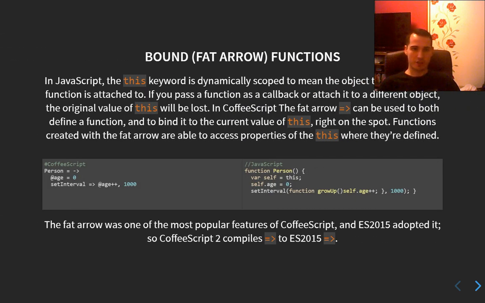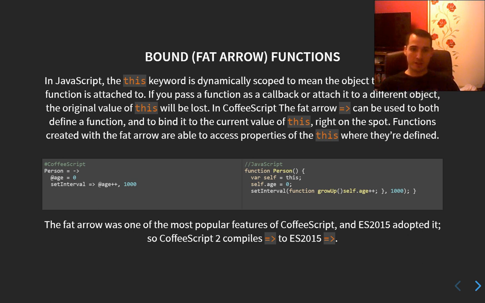Bound fat arrow functions. In JavaScript, the this keyword is dynamically scoped to mean the object that the current function is attached to. If you pass a function as a callback or attach it to a different object, the original value of this will be lost. In CoffeeScript, the fat arrow can be used to both define a function and to bind it to the current value of this, right on the spot.